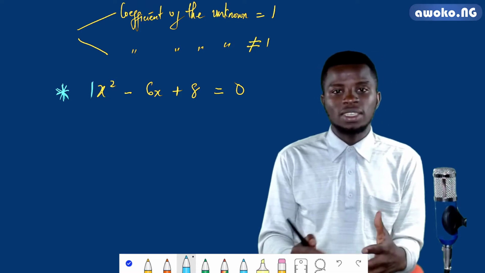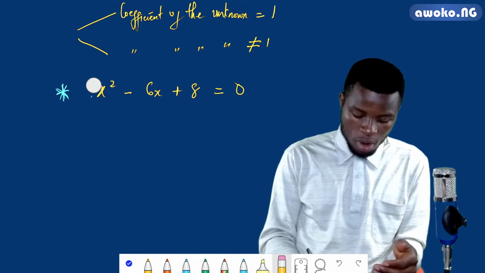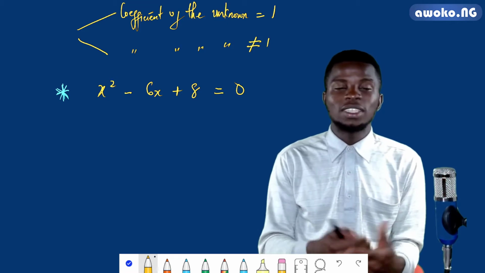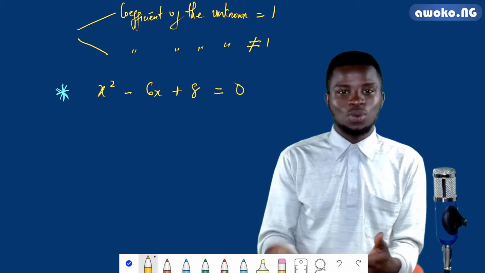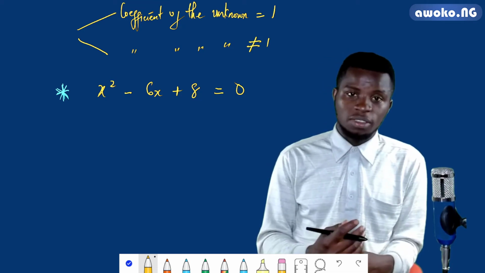So to make it simpler, we have to remove the 1 and call it x squared, because it's easier to call it x squared than calling it 1x squared. Is that okay? So factorizing this equation is very easy.